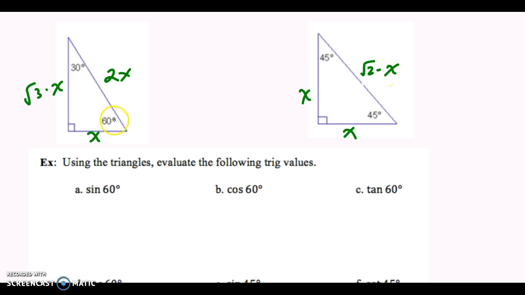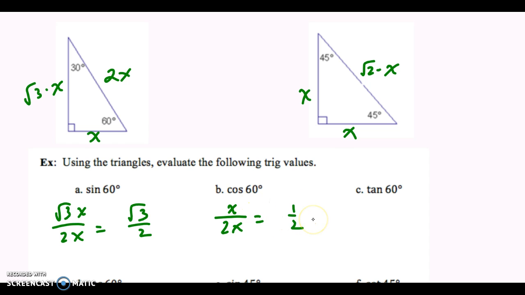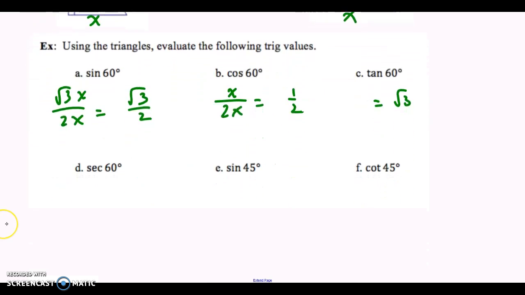The sine of 60 degrees, that's going to be opposite over hypotenuse. If you pause the video and plug this into the calculator, making sure your calculator is in degree mode, you will get a long decimal, and if you type root 3 over 2 into your calculator, the decimals will match. Your cosine of 60 degrees. Well, we have adjacent over hypotenuse. That's going to be 1/2. A tangent of 60 degrees will be opposite over adjacent, which is going to be equal to root 3. A secant of 60 degrees is going to be the reciprocal.